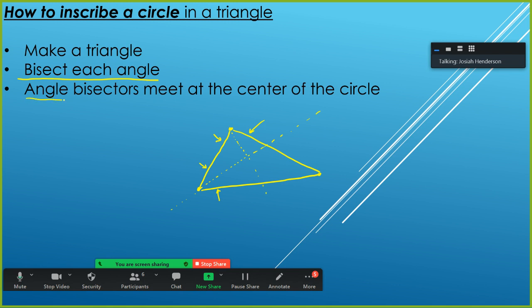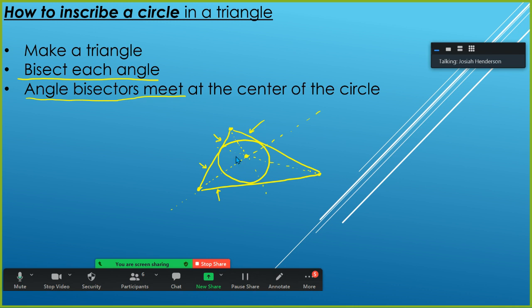The angle bisector lines meet at the center of the circle. So the reason we're making the bisecting angles of the triangle is because they all meet at a certain point. And that special point right here is where your circle can go to be an inscribed circle.